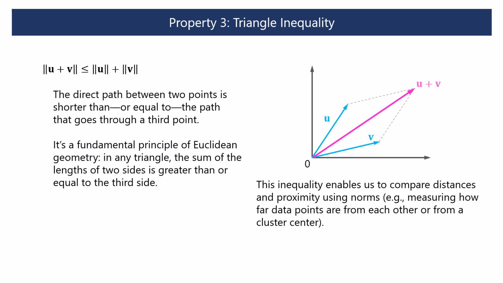We can visualize this with a diagram. Draw vectors u and v as arrows starting from the origin. The vector u plus v then becomes the diagonal of the parallelogram formed by u and v. This inequality enables us to compare distances and proximity using norms, an essential tool for tasks like measuring how far data points are from each other or from a cluster center.